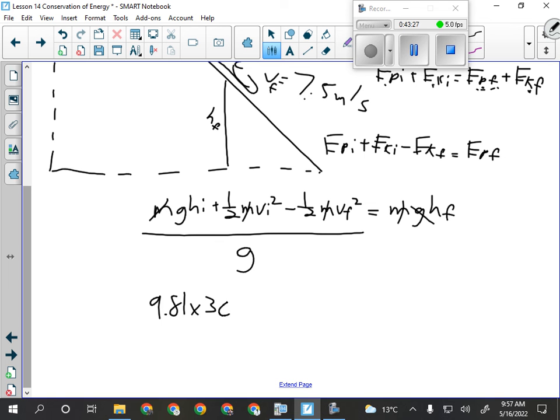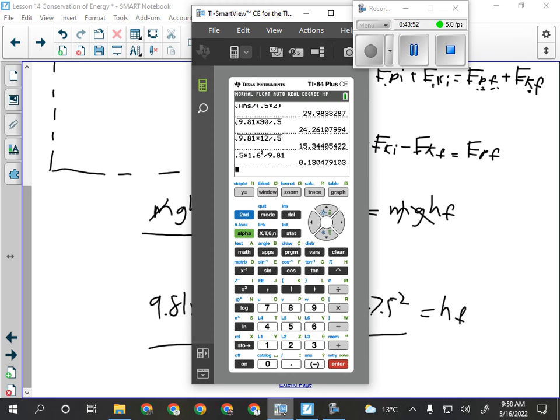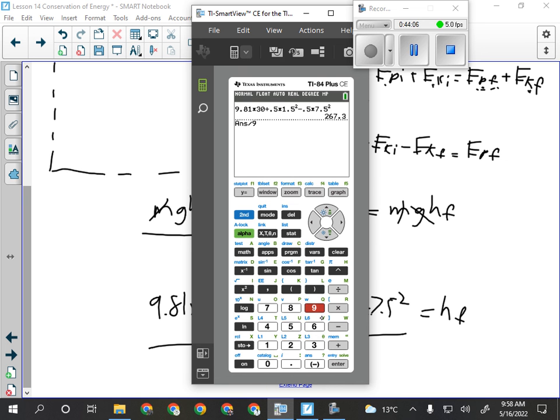9.81 times 30. So there's my initial potential. Plus 1/2 times 1.5 squared, my initial kinetic. Minus 0.5 times 7.5 squared, my final kinetic, equals HF, divided by 9.81. So if I punch all that into my calculator: 9.81 times 30 plus 0.5 times 1.5 squared minus 0.5 times 7.5 squared, divided by 9.81.